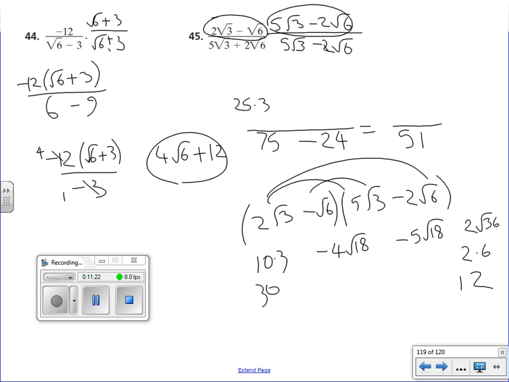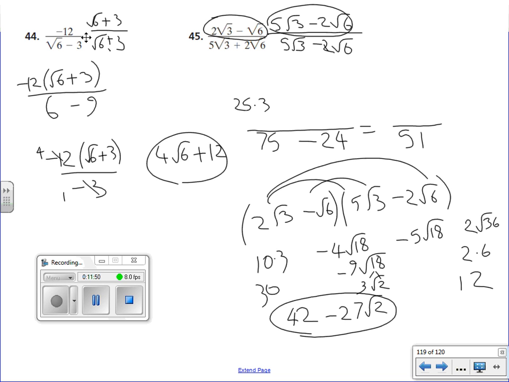Negative 4 root 18 minus 5 root 18 is going to give us negative 9 root 18. Root 18 splits up into root 9, which is 3, times root 2, which gives us negative 3 times 9, which is 27 root 2. 30 add 12 gives us 42. So we've got 42 minus 27 root 2. There's your answers. Good luck in the test tomorrow.